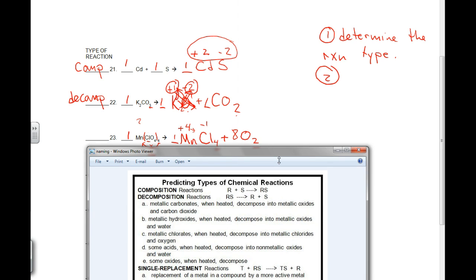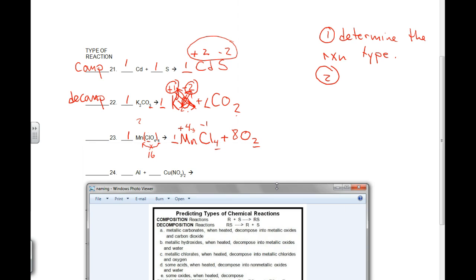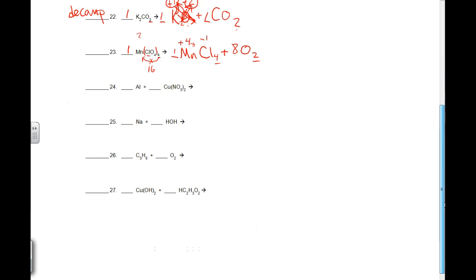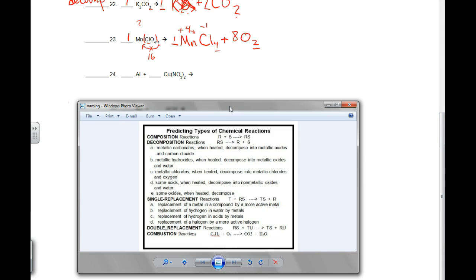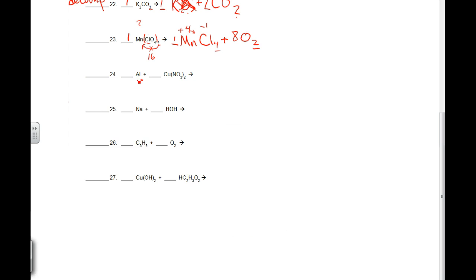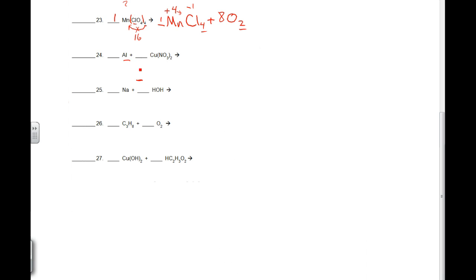24 is going to fit a different pattern. Alright, 24. We're still going to look at our predicting types of chemical reactions. This time I have a lone element, aluminum, plus some sort of compound. Alright, let's find out what that matches.